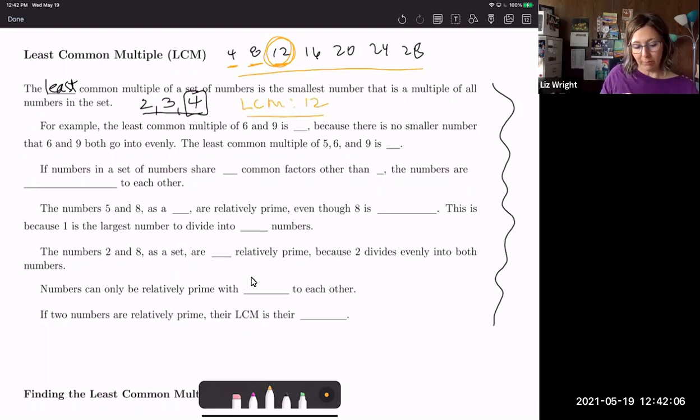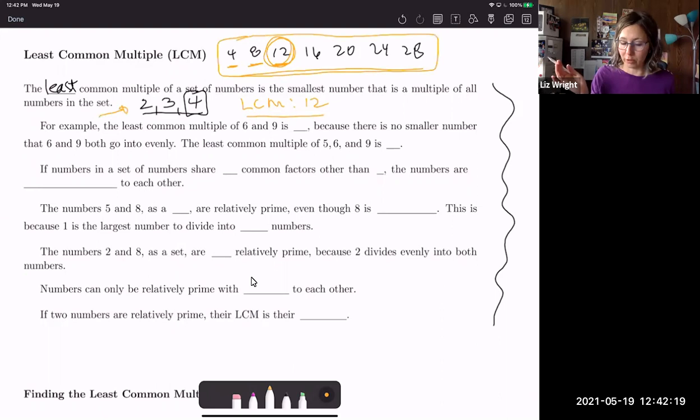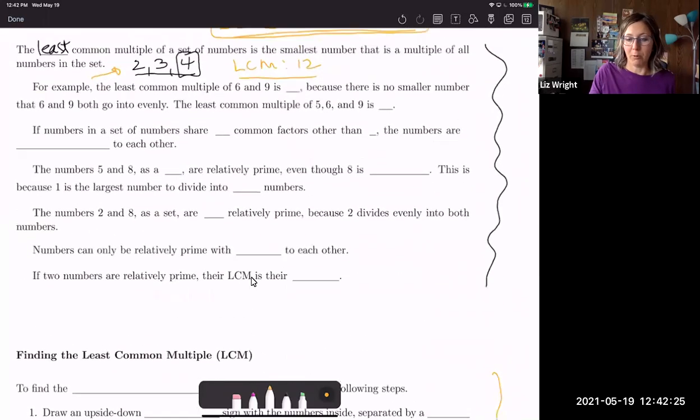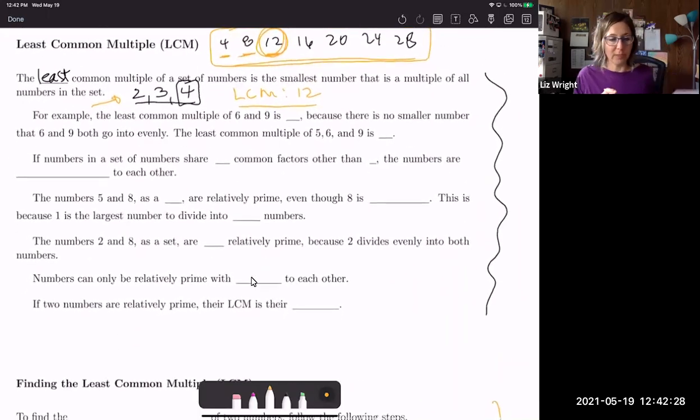Well, we are getting ready to show you a different method than this one, because sometimes this gets a little bit hard and it becomes a long process, especially if the numbers you're starting with are much larger. So we're going to give you a tried and true method down here that absolutely finds the least common multiple without taking forever to do so.